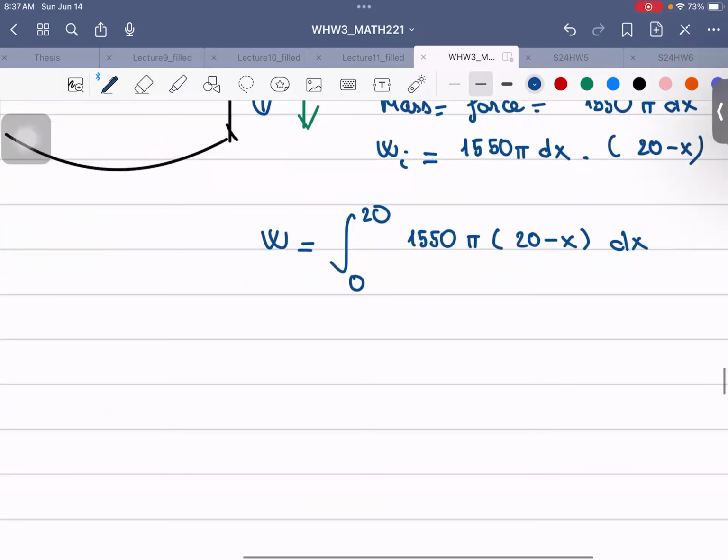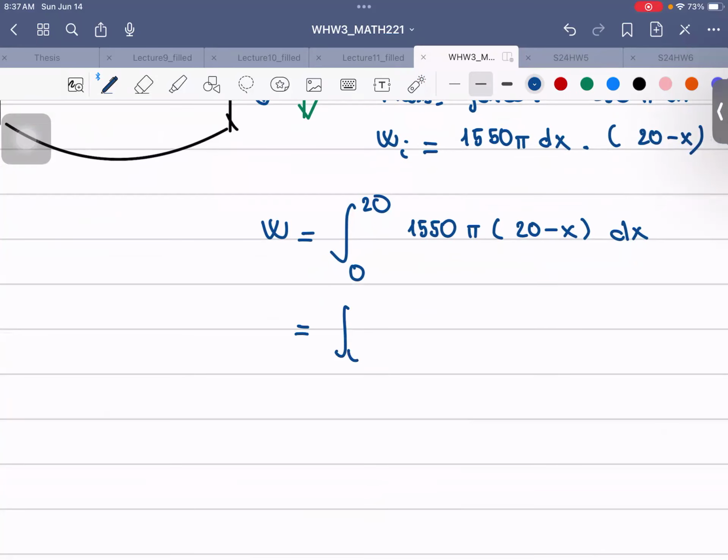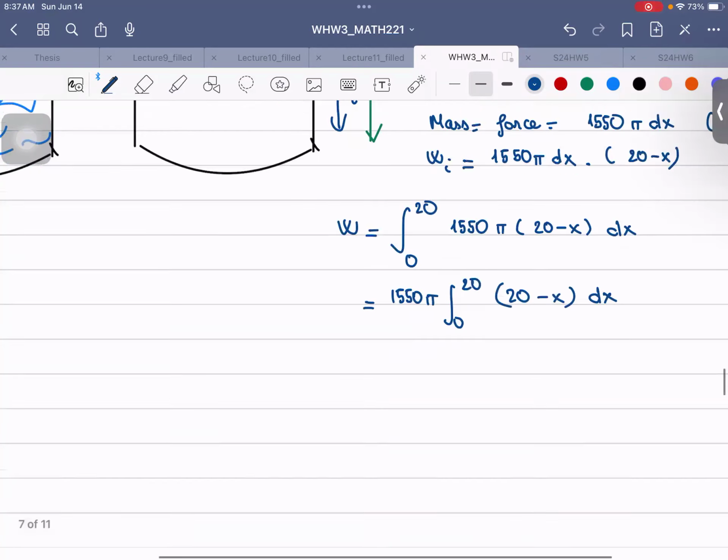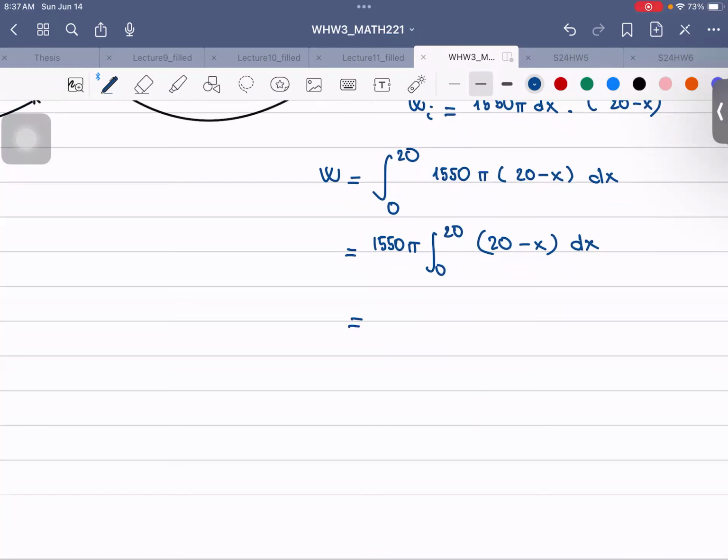Okay, and then let me take 1550 pi outside because it's just constant. So you take the integration of 20 minus x dx. Okay, so you're gonna have 20x minus x squared divided by 2, multiplied with 1550 pi. And you plug in the lower bound and the upper bound, you're gonna have 550 pi.